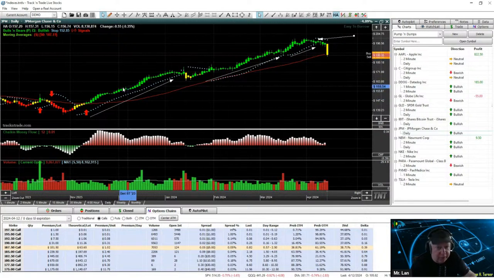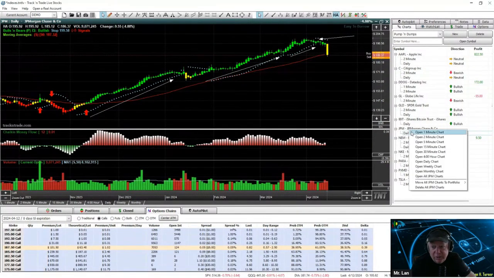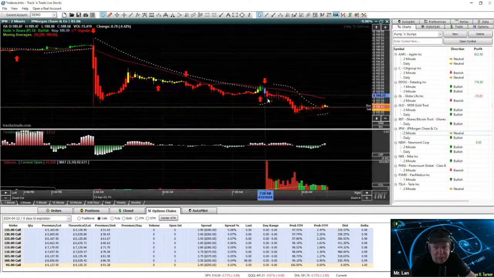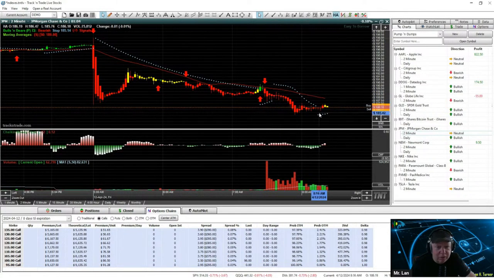Bulls, bears. There it is. Three drive pattern coming down. JP Morgan Chase. Let's go down to a 2-minute chart and see if there's, we might be a little bit late to the party, but we'll see. It's only 8:30. We're only into this thing an hour. So down, up, up, up. It's yellow right now. It's kind of neutral.